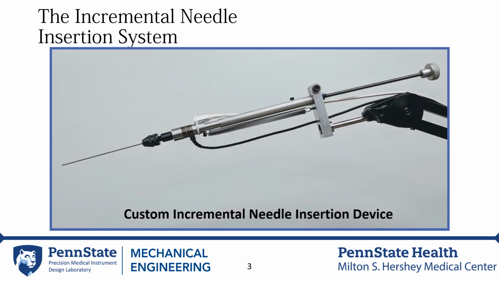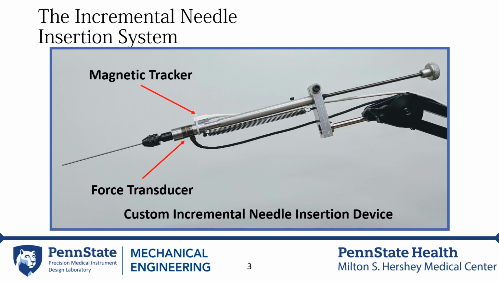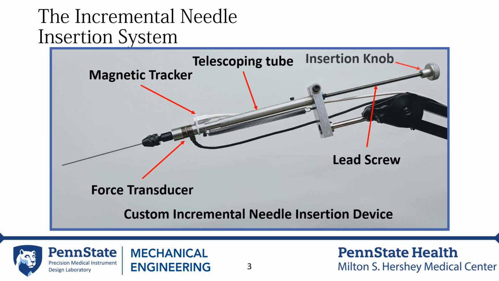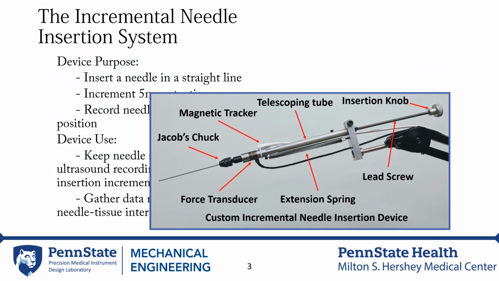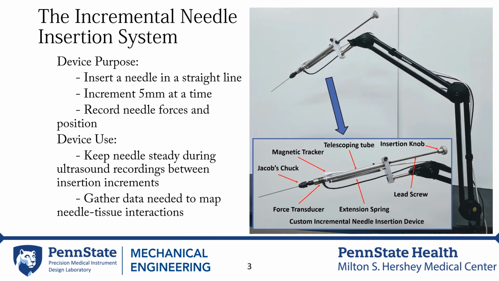The system, pictured here, uses a 6-axis force transducer to record the forces involved in insertion and an electromagnetic probe to track position. It has a lead screw and a telescoping tube allowing for 5 millimeters of translation for every full knob rotation. An extension spring keeps the needle in place between movements, and a Jacobs chuck allows for versatility in needle sizes. The device is mounted to an articulating arm, which allows the device to be easily positioned to various insertion sites while keeping the device in place during insertion.